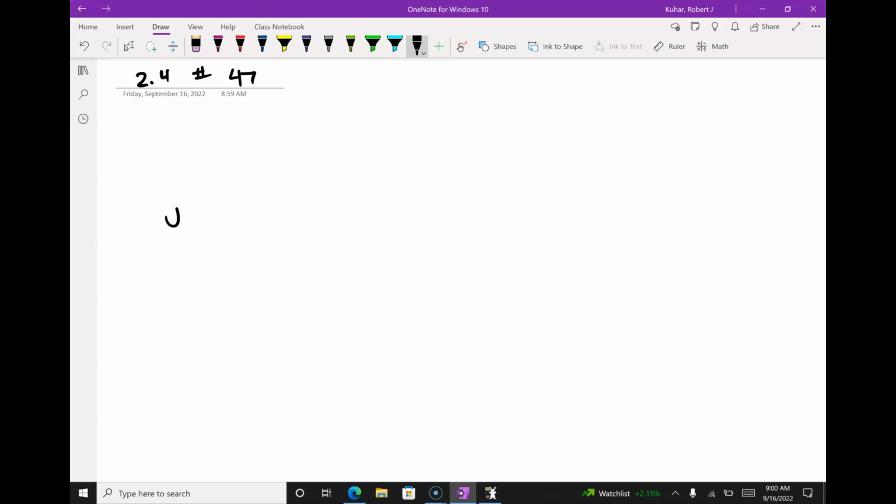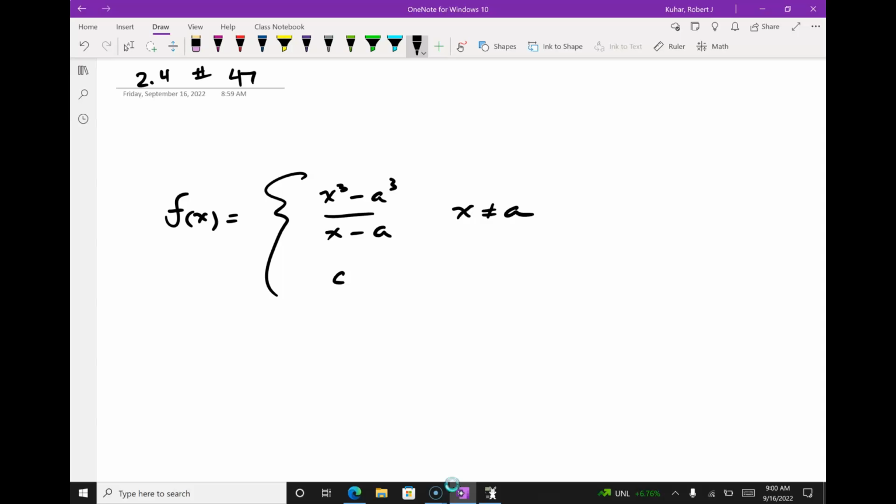So we have a two-piece function. And the one piece is x cubed minus a cubed over x minus a, and that I'm going to use if x is not a. Oh, I know what it is. We had to let x be a. And then I use just the number c if x is a.